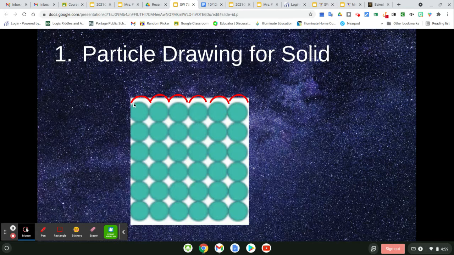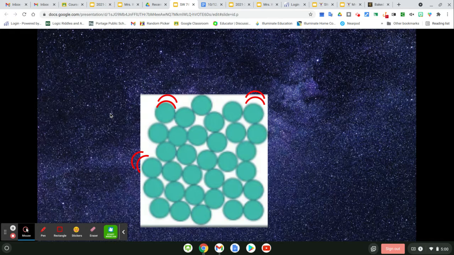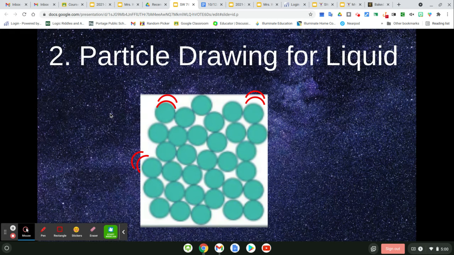We're showing their speed with one swooshy over a particle. So I only put my swooshies on the very top row of the particles, and that's okay to do. If you only added swooshies to a couple of your particles, that is fine, as long as you only added one swooshy for solids.